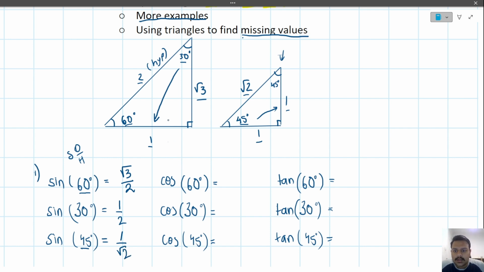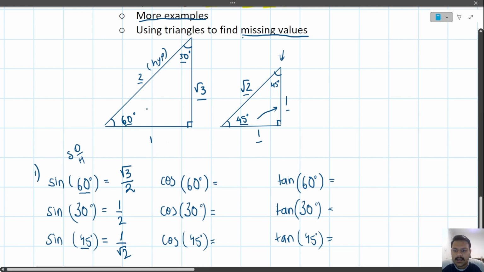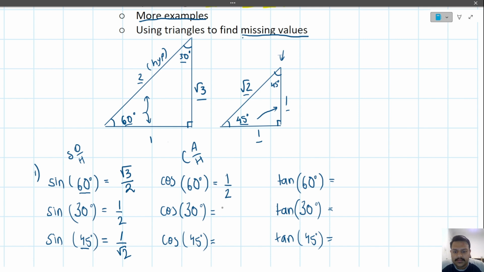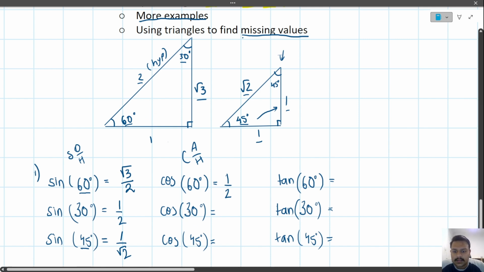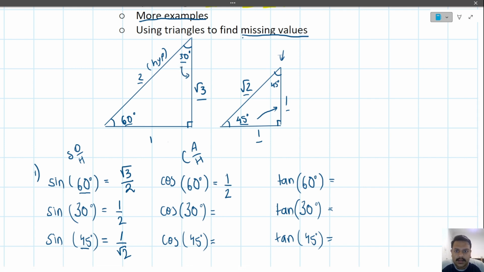Okay, so now looking at cos 60, we're going to speed it up a little. Cos 60, as you remember, is adjacent over hypotenuse, which means a half. Now looking at cos 30, the adjacent for 30 degrees is root 3. The hypotenuse is always going to be 2. So root 3 over 2.